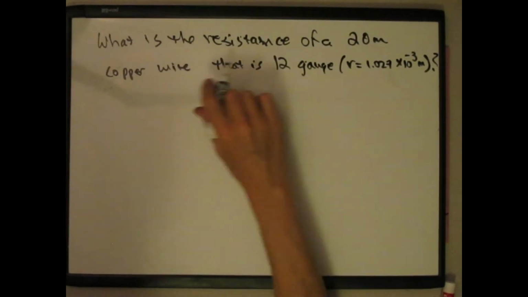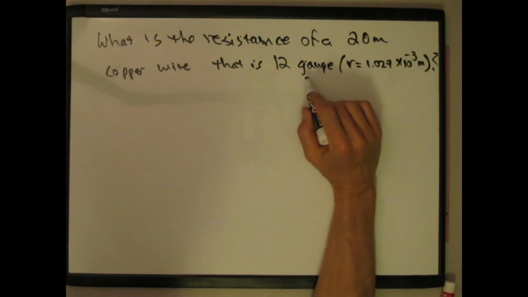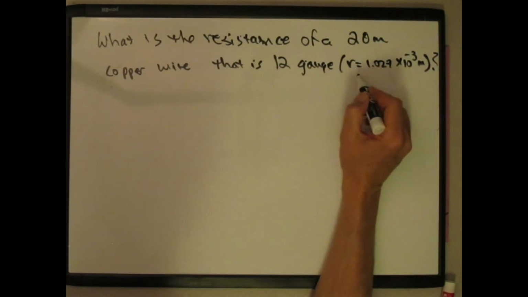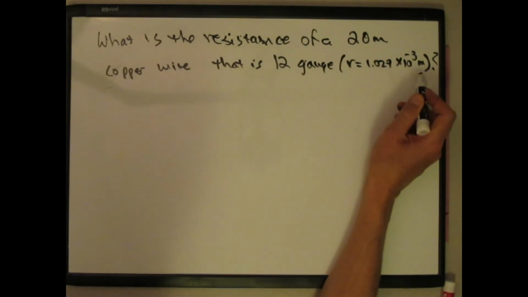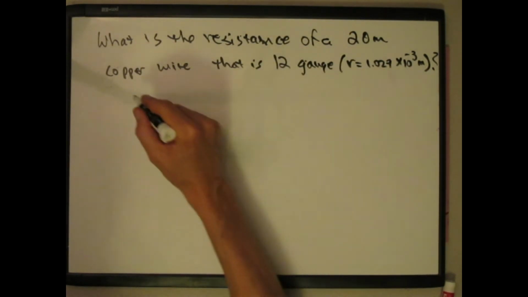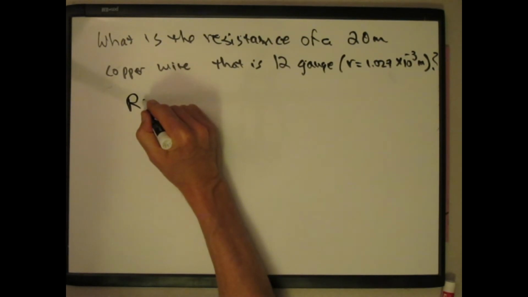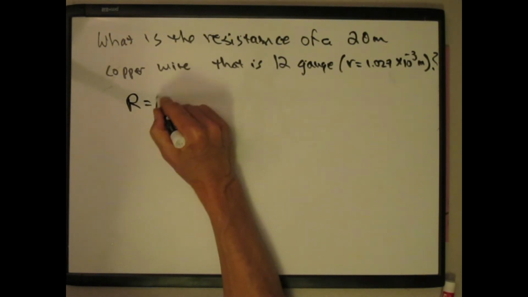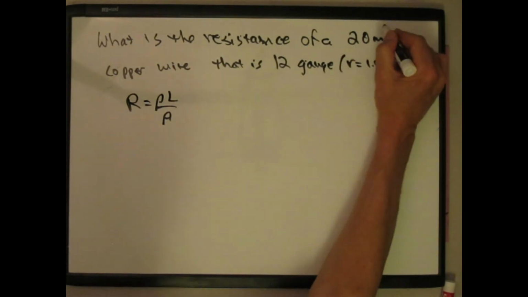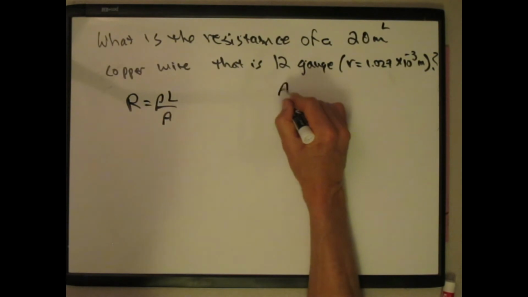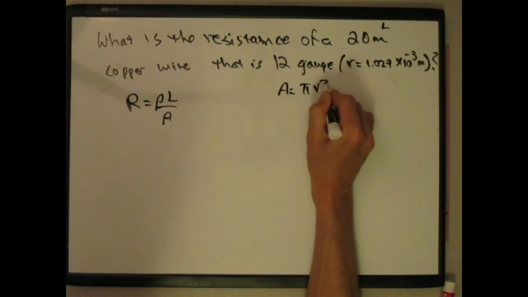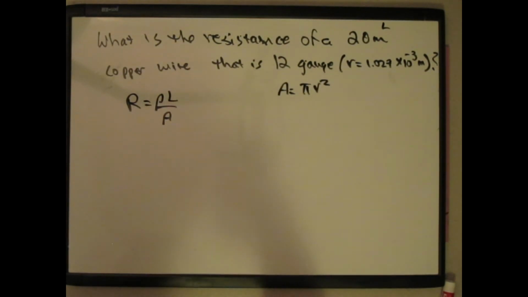So we can ask the question, what's the resistance of a 20 meter copper wire that is 12 gauge? 12 gauge means its radius is 1.027 times 10 to the minus 3 meters. And so if you remember from the last section, the resistance is rho L over A. And so they gave us L, which is 20 meters, that's my L. And the area is just pi r squared, right?